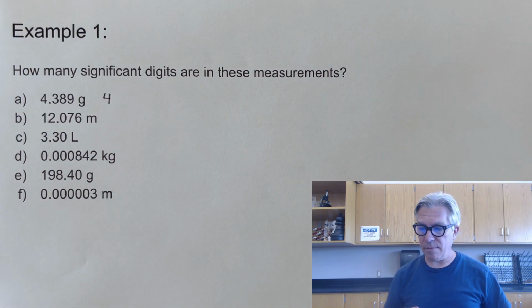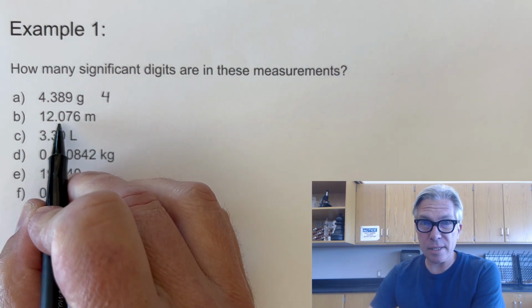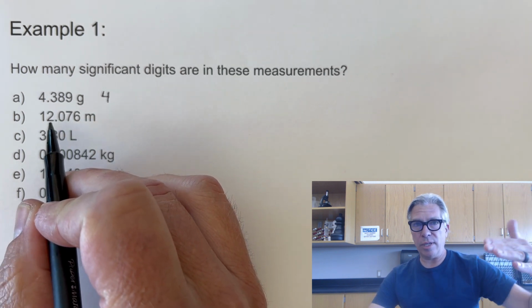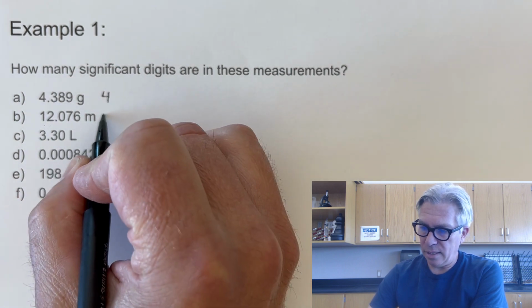And in the second example, we see that there is a middle zero. So 12.076. That's going to be important because it tells me that it was 12.0, but not quite to the 1. So we continued with the 7.6. So I'm going to count all 5 of them as significant.